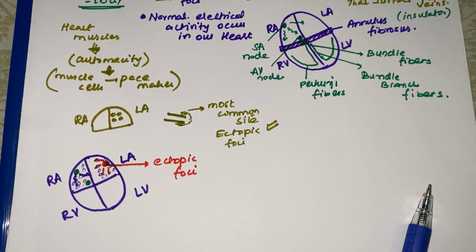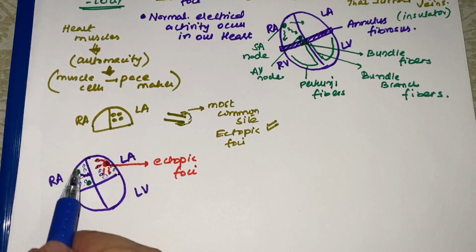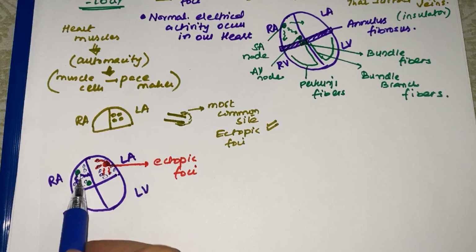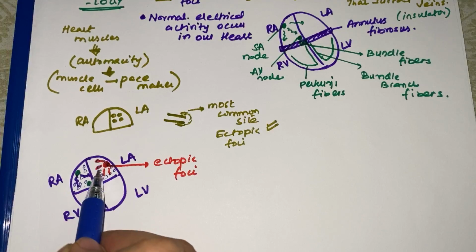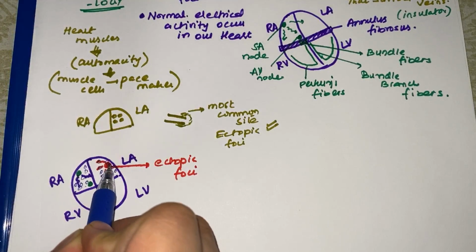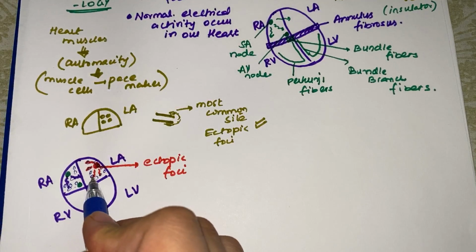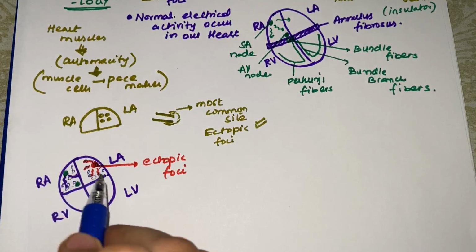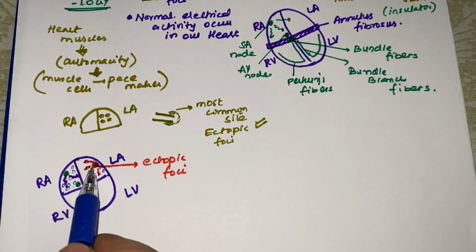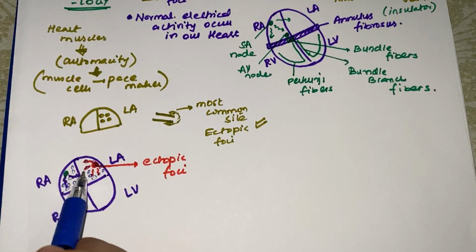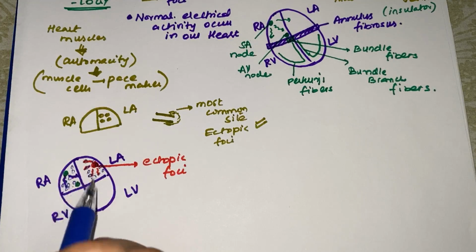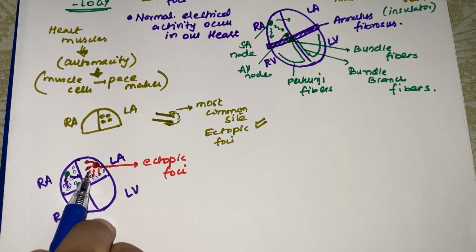Now look very attentively, what will happen is that the SA node fired impulses, and these impulses depolarized this part of the atria. Now these muscle cells which are near this ectopic foci will no longer wait for the impulse coming from the SA node. Why? Because they are receiving the impulses from this ectopic foci. They will pick up those impulses and undergo depolarization and repolarization, hence contraction and relaxation occurs there.